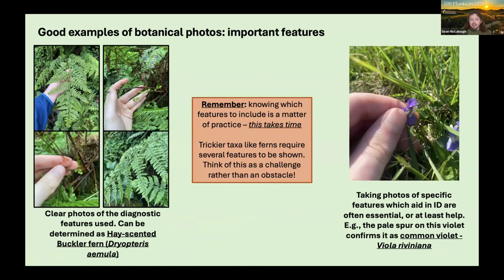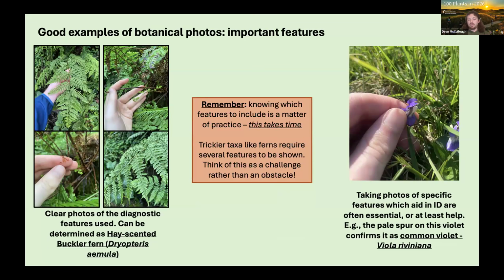So some good examples then of botanical photos, and this is about important features. Now, this is something that you will just have to learn. It's a matter of practice. No one's born with this knowledge. You just have to acquire it through time. So I could upload this photo on the left of the fern, which is a lovely Dryopteris affinis, the scaly male fern. As you can see, I've included a nice array of features that are diagnostic for that species.